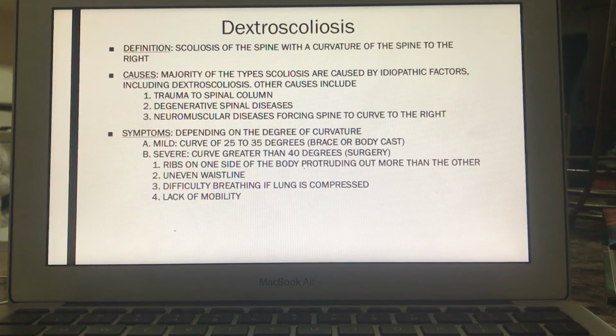Now, this patient had mild dextroscoliosis, so it really wasn't visible in the AP projection. However, I still found it interesting because I didn't know that there were other types of scoliosis, and learning about this one just got me more interested in the field of the spine and how scoliosis comes to affect it.